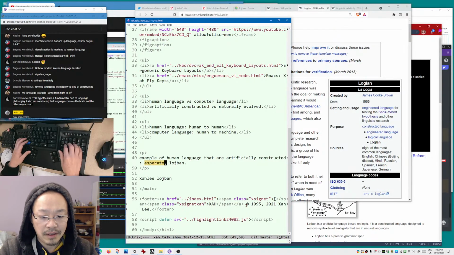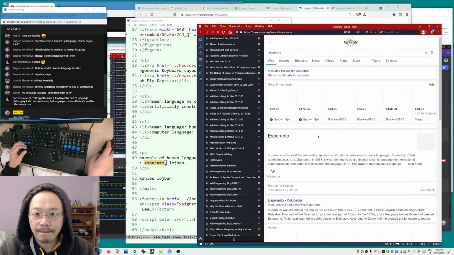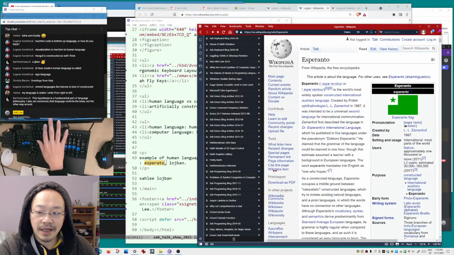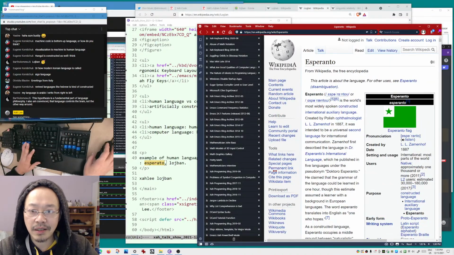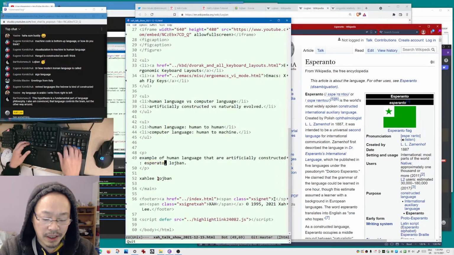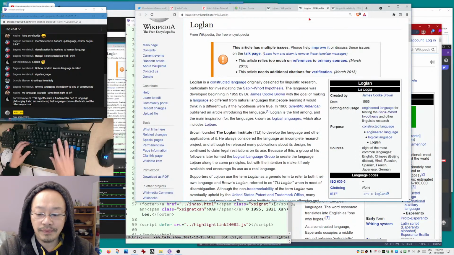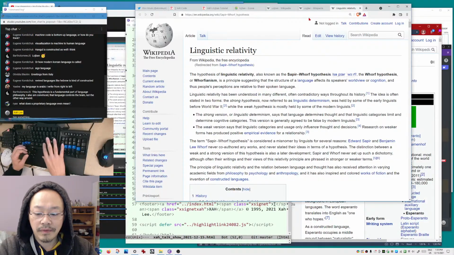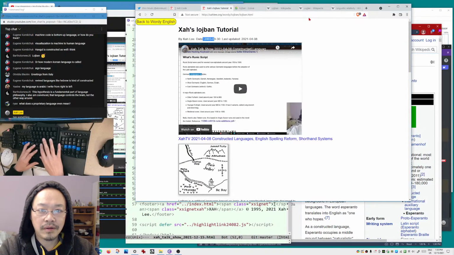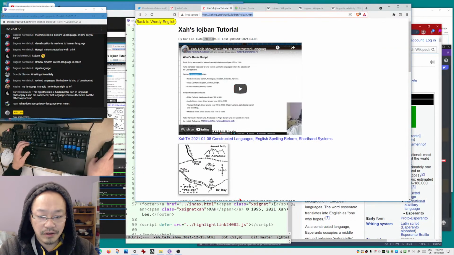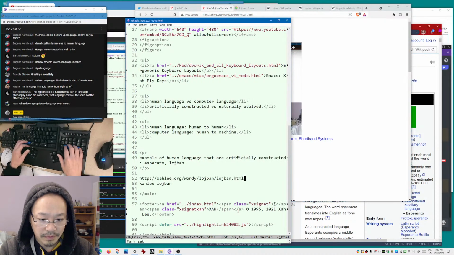Esperanto. Okay, so let's look up Esperanto. You can look up Wikipedia. Okay, so let's copy what we talked about today. And I want to copy the Xas Lojban tutorial.